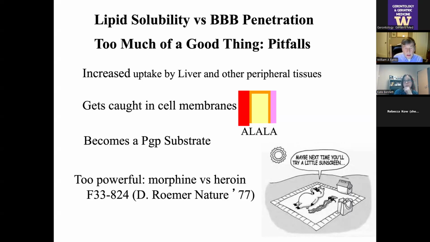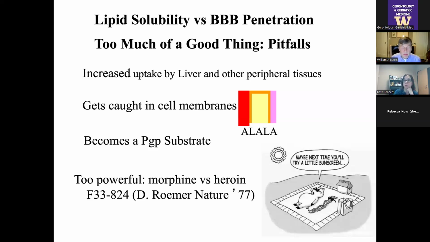Another problem is you can get caught in the membrane. I'll talk about that a little bit more. You can become a PGP substrate. We'll talk a lot more about that in a different section. Or you can become too powerful. Morphine versus heroin is sort of an example of that.